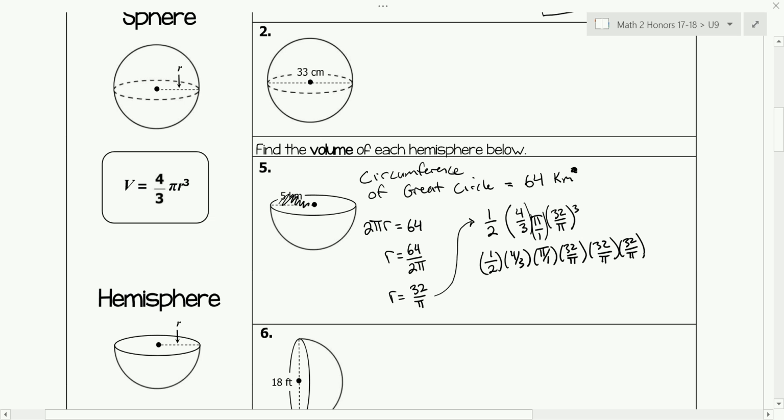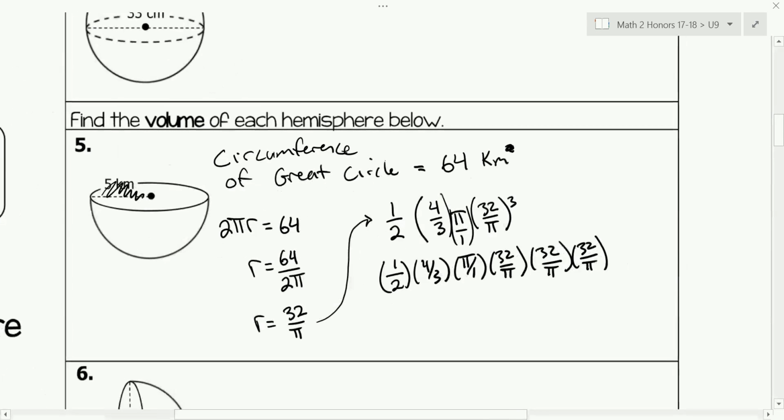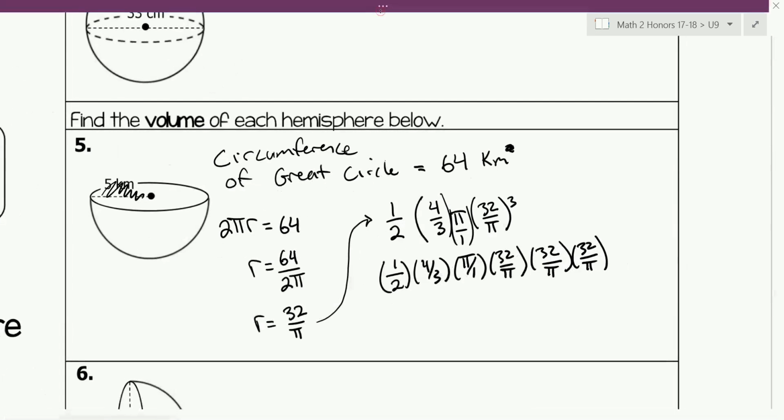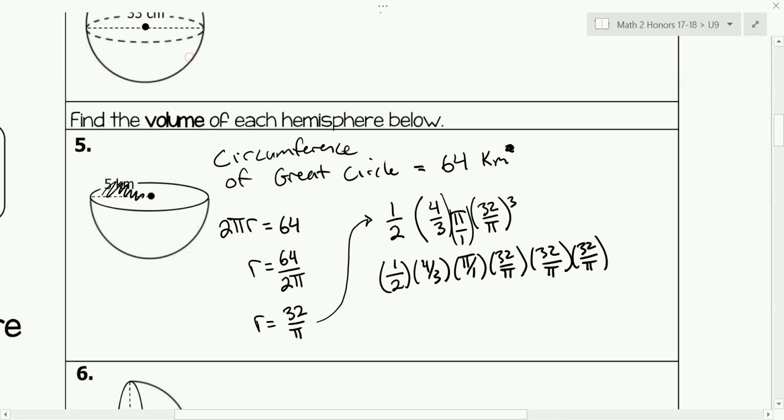So our numerator, well, let's see if we can reduce anything. I can cancel out this pi here and this pi here. I could cancel out the 2 here and reduce the 4 to a 2. And I think that's it, right?